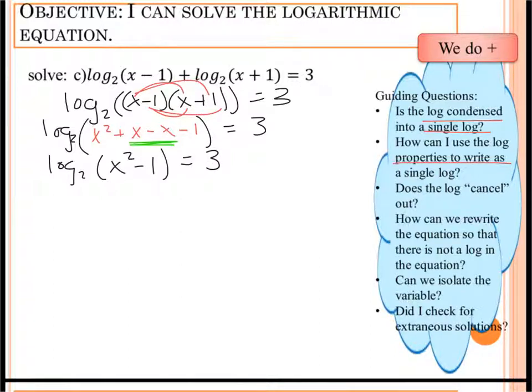And then I want to try to get rid of that log. Can we rewrite the equation so there's not a log? Yeah, we can, because there's my base, it's 2, and there's my exponent. So I have 2 to the 3rd power equals x squared minus 1. I'm going to cube that 2. I get 8 equals x squared minus 1.